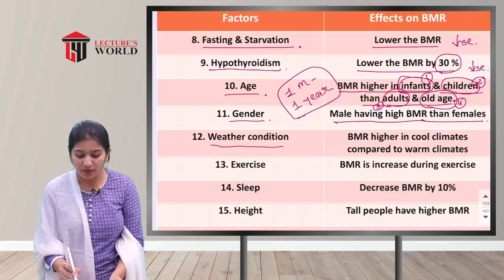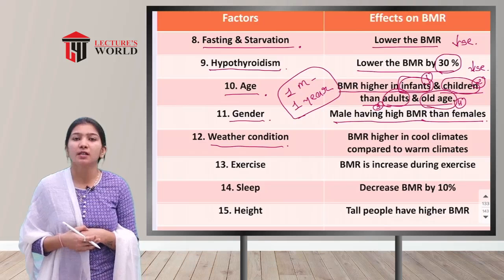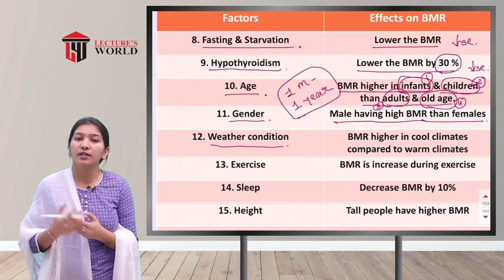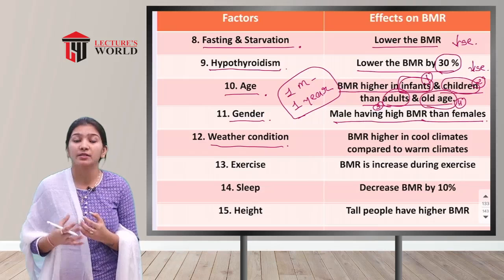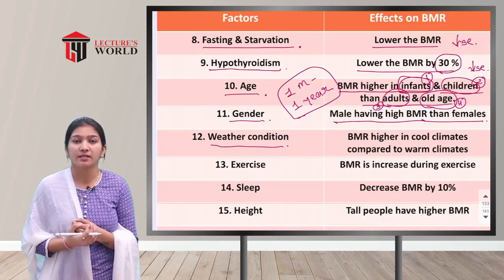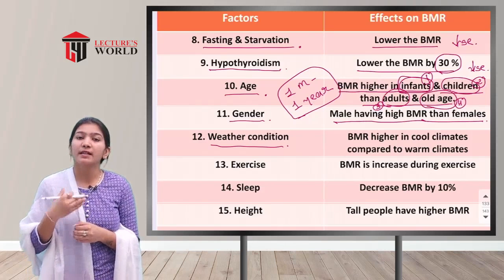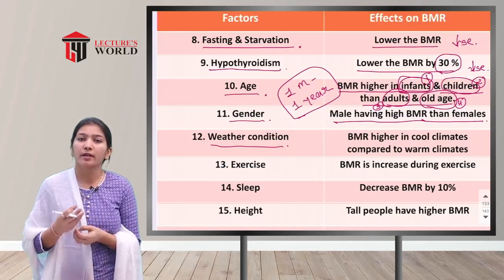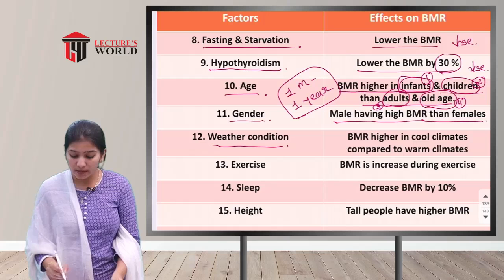Next one is the weather condition. The climate also affects your basal metabolic rate. We'll give you an example. During the winter season, during the cold seasons, there is so much digestive activity going on in our digestive tract, and we feel more hungry, because the BMR is increased during cold weather. In comparison, in summers, in hot and warm weather, what happens? The BMR is decreased because of the hot and humid climate.